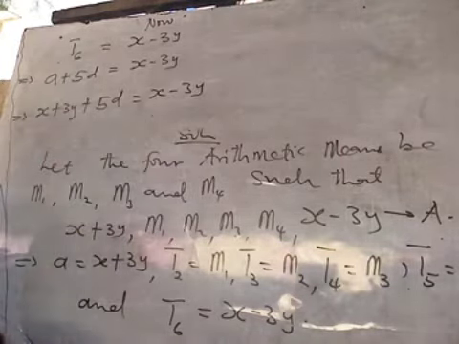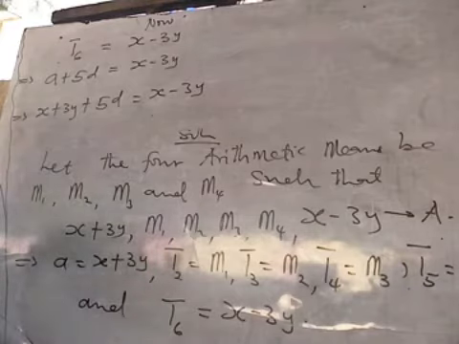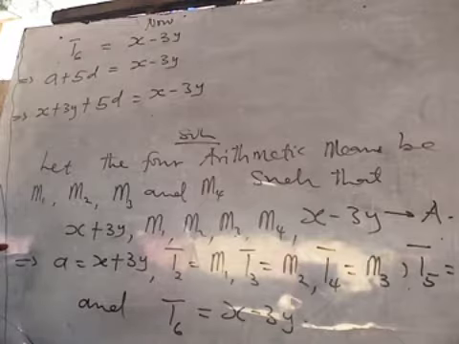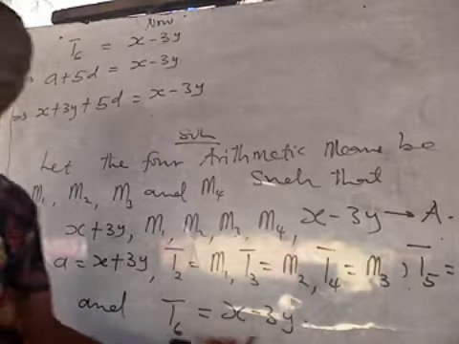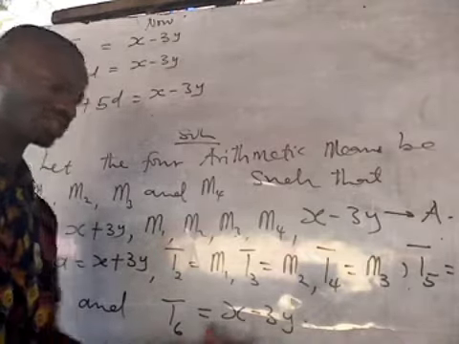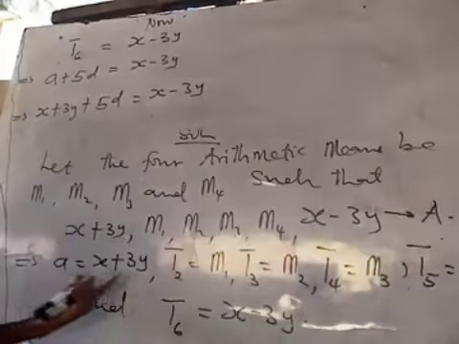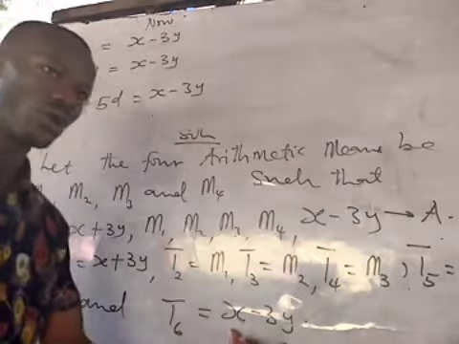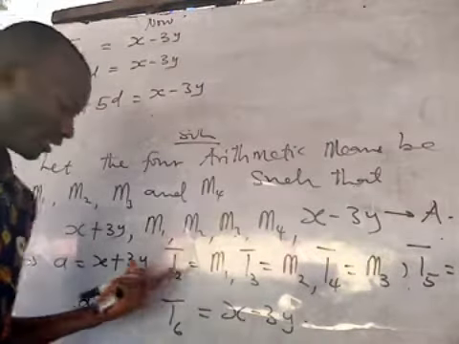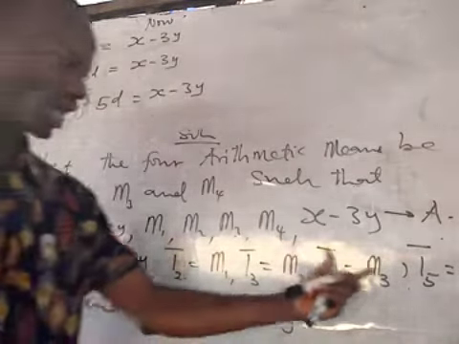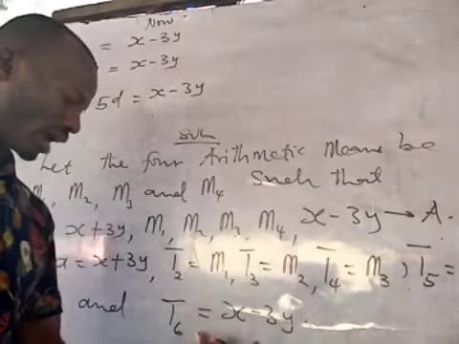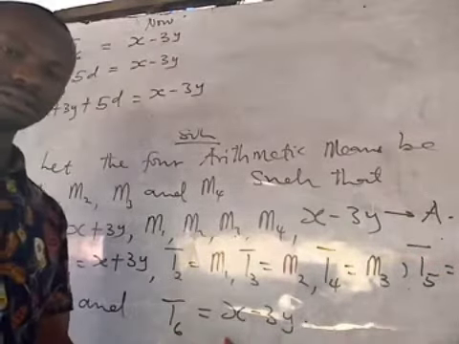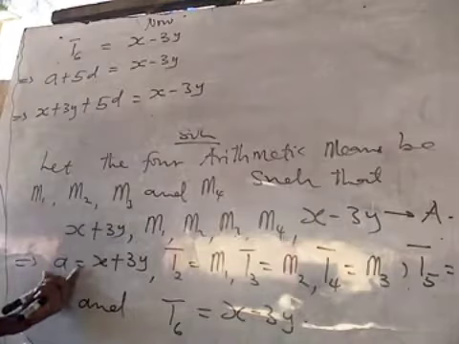What are we looking for? We are looking for the common difference. That is why we are starting from this point, because the sixth term is known and the first term is given. In mathematics, we always work from the known to the unknowns. All these things here are the unknowns: M1, M2, M3, M4. But t sub 6 is known, and the first term a is also given.